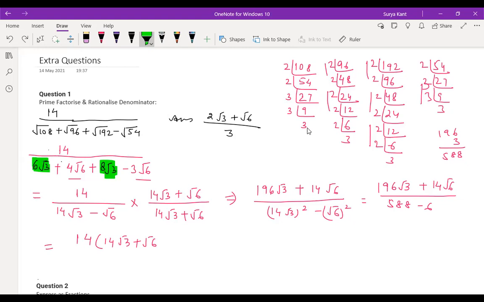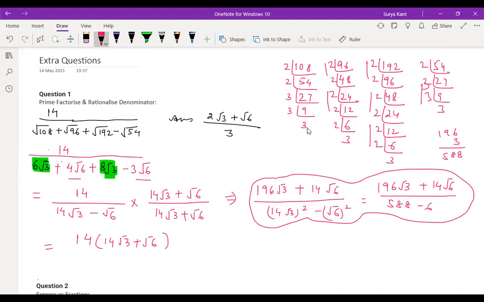So 14 root 3 by 14 root 3 is there. So can we cancel that? No, in addition, we never cancel. This is addition, right? You're multiplying both the sides so that it will be easier for you and you can solve it. I forgot, we have done rationalizing, sir. This part is not required.